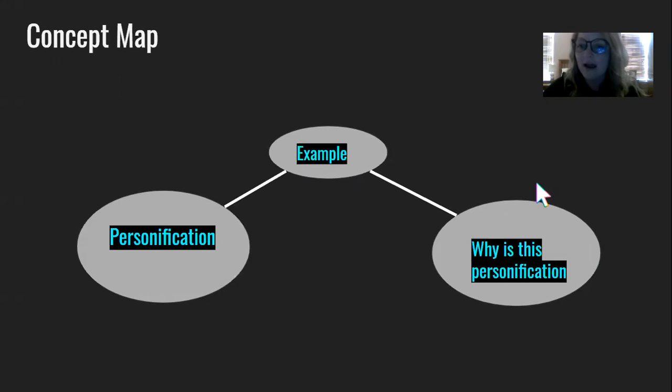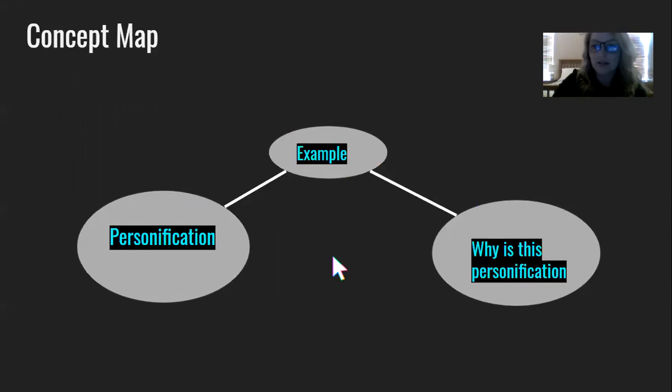And then where it says, why is this personification? Well, we could put something like tractors cannot play Ring Around the Rosie, or tractors cannot actually work like a human, right? Those would be why this is personification, because those are traits that are given to the tractor that tractors don't really have, humans have. Okay, so you see how that concept map works. It breaks down our example of personification. It tells what it is, and then it tells why it is personification.